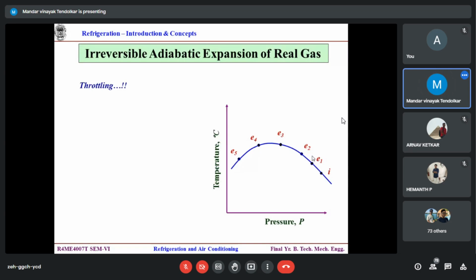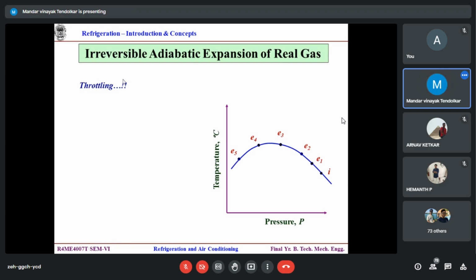Now, irreversible. It is an adiabatic one, but irreversible one. That happens for the real gases. If it is an ideal gas, what will happen? Isenthalpic expansion, H1 equal to H2. If it is ideal gas, T1 equal to T2 because H is Cp into T. So if H1 equal to H2, that means T1 equal to T2. So this would have been an isothermal line. Correct? This is the irreversible, adiabatic but irreversible, specifically for the real gases. So we call this process throttling.